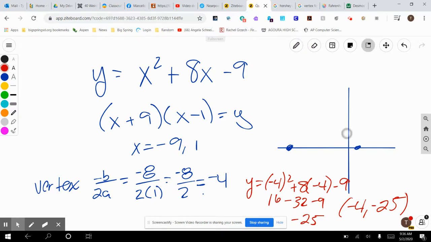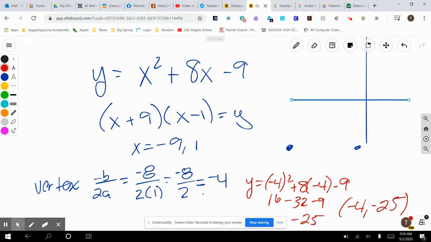If I move all of this just to give myself some more space, and move these points too. I'm probably running out of time here, but that's okay. So negative 4 would be right there, and way down to negative 25, we'll just say right there. And then we would draw our parabola like that.